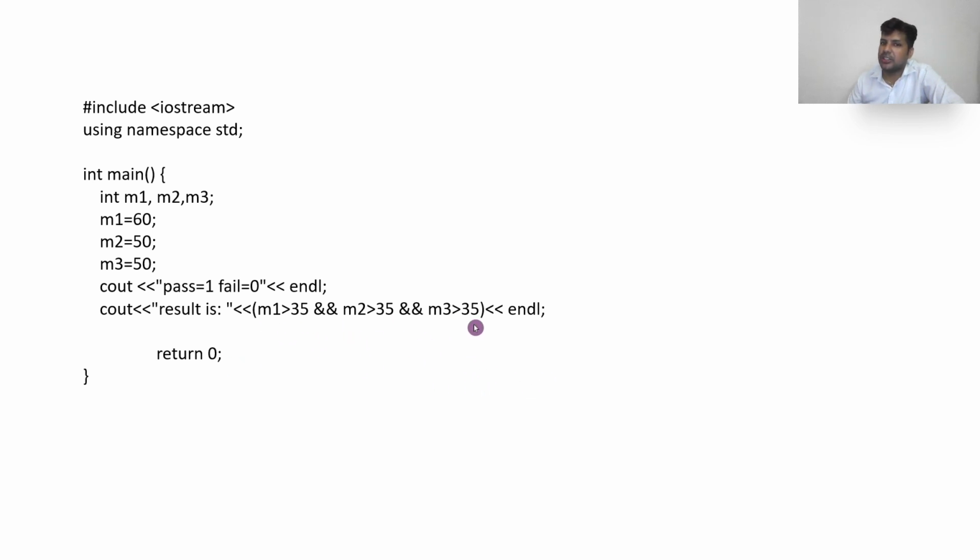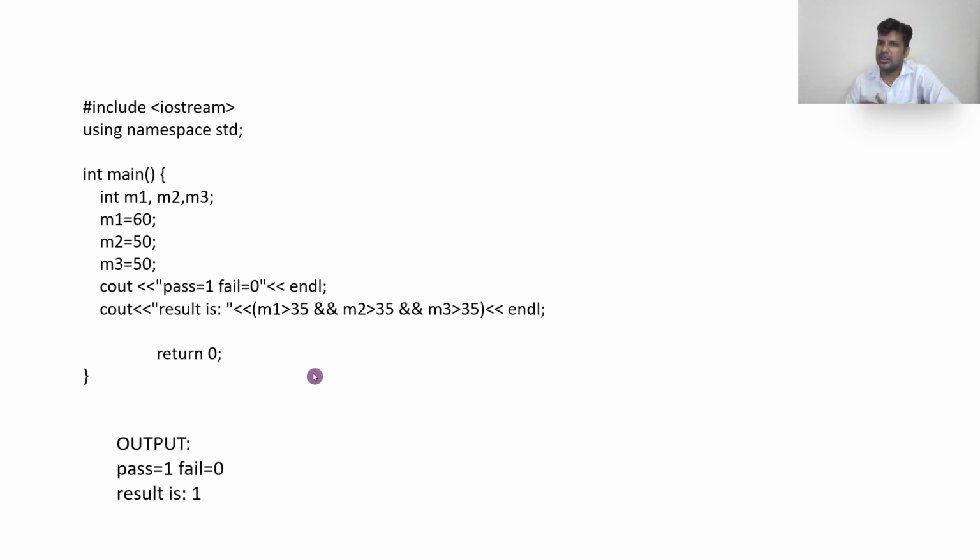So if this condition is true, automatically what will it show? 1, which here means pass, that means true. If any condition fails, what happens? It will show 0, that means fail. That means the candidate has failed in any one of the subjects, right? So now let us see how this will work. For example, if I give 60, 50, 50, what will be the answer? The result is 1, that is nothing but a pass.